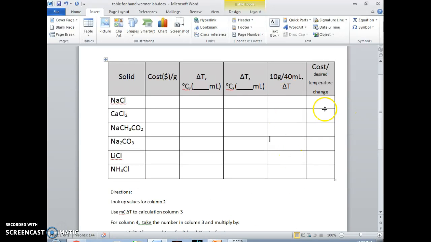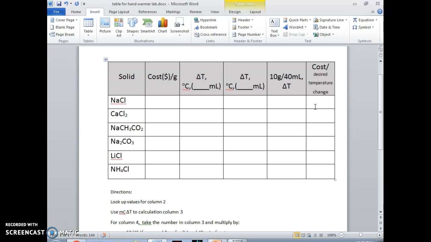So what that's essentially going to give you is the cost per 10 to 40. And obviously the best one will be the one that gives the best negative, remember, the negative heat, which is the best loss of energy by the reaction per the price. So you're looking for the biggest bang for your buck there.